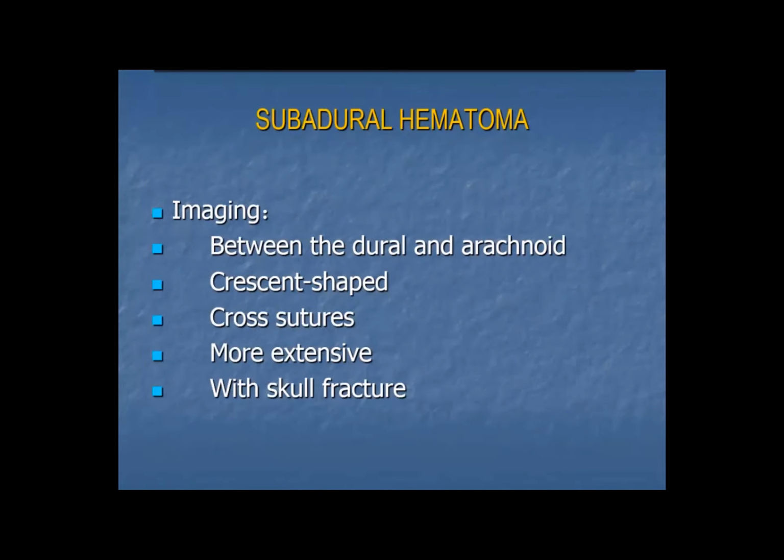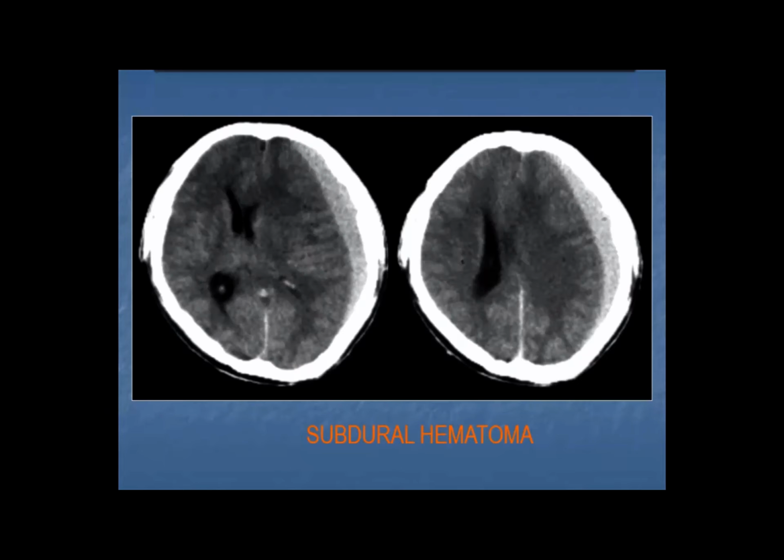The subdural hematoma is located between the dura and the arachnoid. The shape is crescent shape and it crosses the sutures. It is more extensive than the extradural hematoma and is less associated with skull fracture. This is a subdural hematoma. It is more extensive.